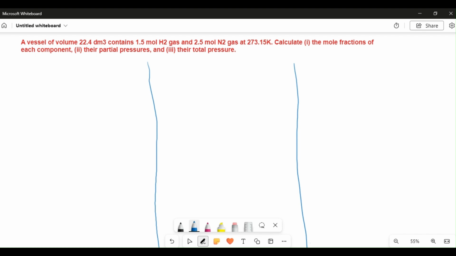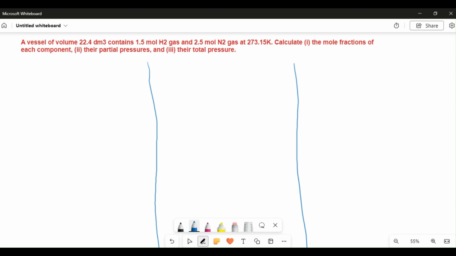Today we're going to be working on the question on the screen, and this is another physical chemistry question that says: a vessel of volume 22.4 dm³ contains 1.5 mole of H2 gas and 2.5 mole of N2 gas at 273.15 Kelvin. Calculate the mole fractions of each component, their partial pressures, and their total pressure.